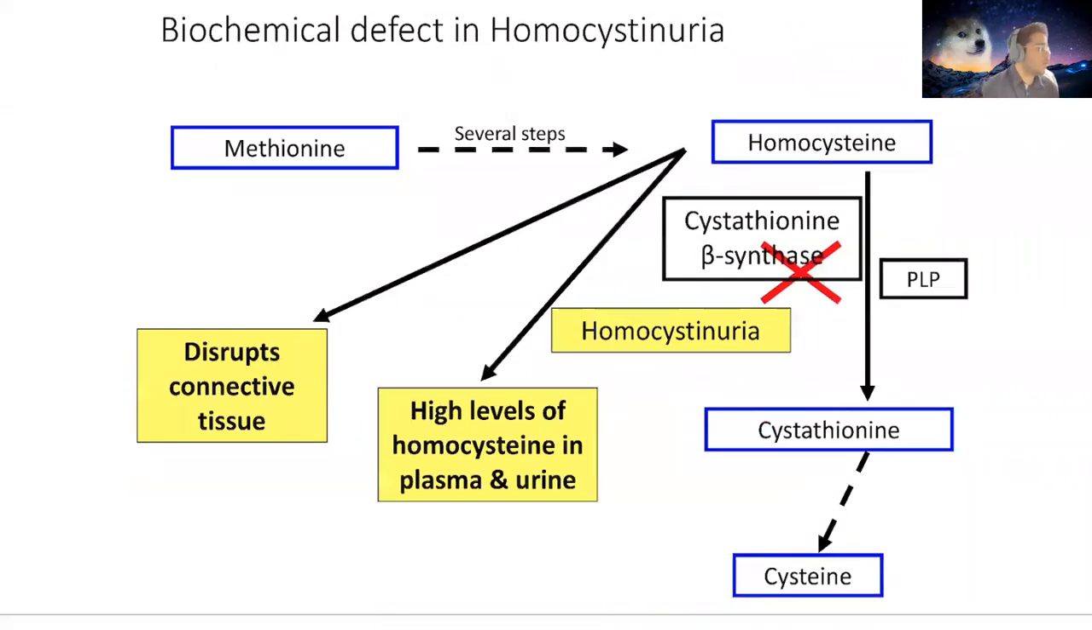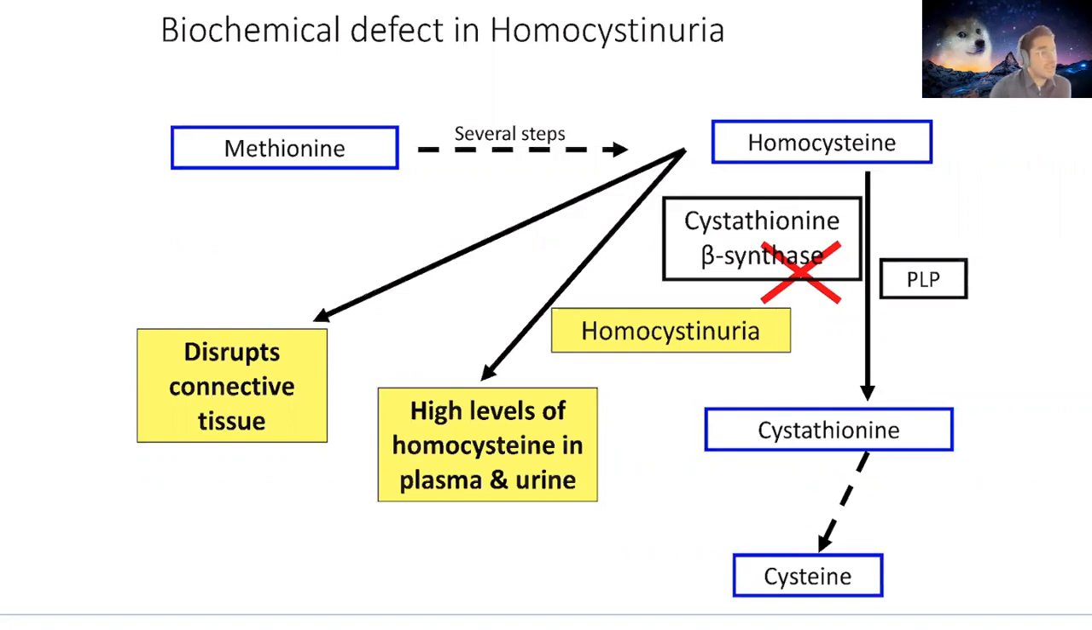Biochemical defects in homocystinuria, okay? This is how we deal with cysteine, right? We take methionine and convert it to homocysteine, but then eventually we take the homocysteine via this minor pathway and convert it into cysteine, and cysteine is very useful too.